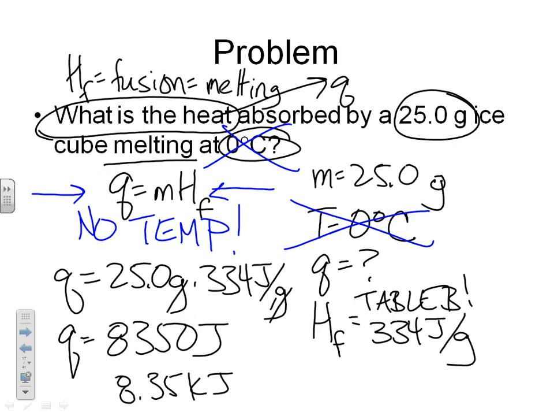0 degrees Celsius temperature is not a part of this equation. You are not plugging it in. Heat and temperature are not the same thing. Heat is Q, temperature is T. T is not part of the formula. Don't try to use it.